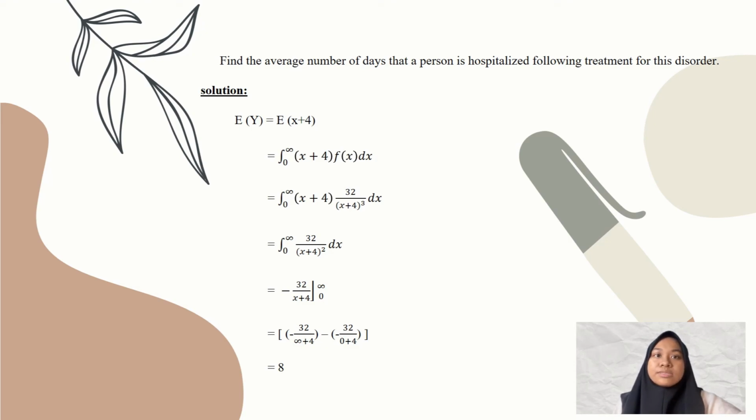Firstly, we need to determine the expected value of the random variable Y. Using Definition 4.1, we can say that E(Y) equal to E(X plus 4). So we integrate (x plus 4) multiplied by 32 divided by (x plus 4) to the power of 3, with limits 0 and infinity, and the final answer is 8.